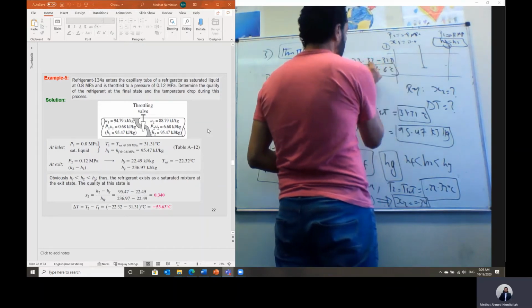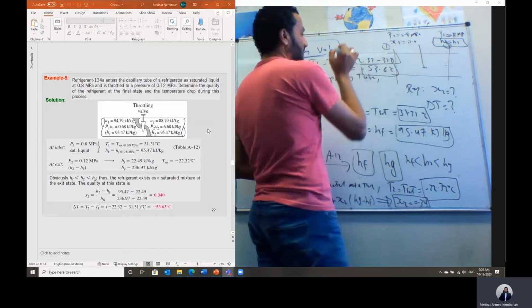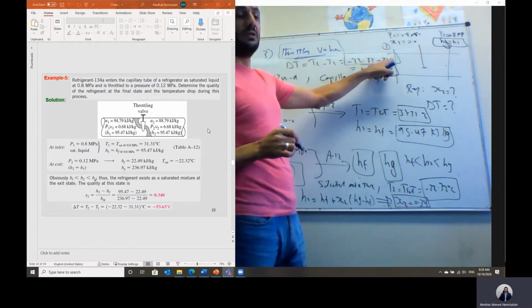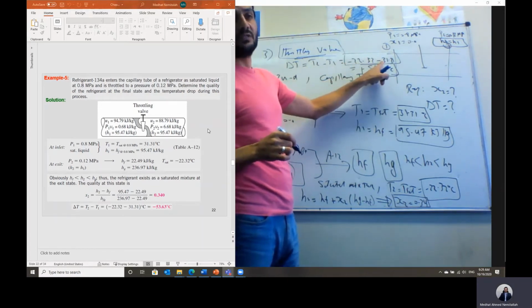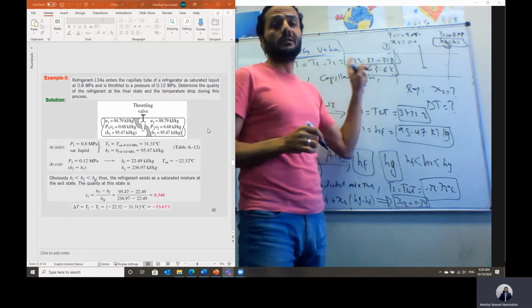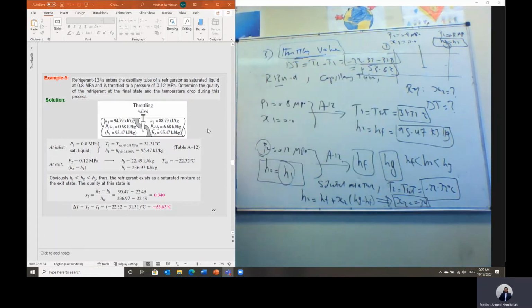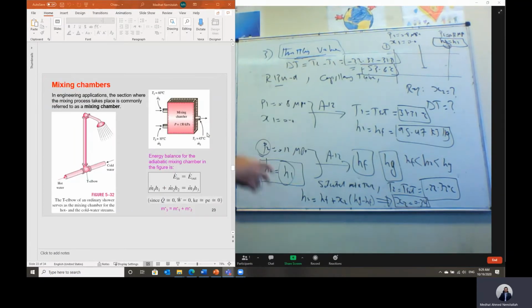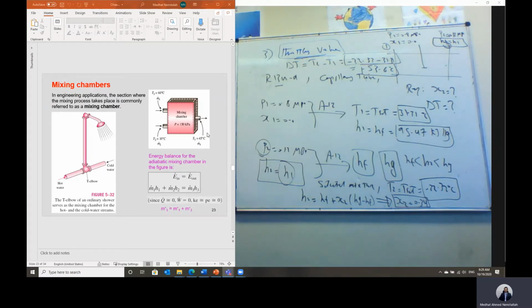So don't take the absolute value. T2 is negative minus T1, which is positive, so in this case it will be negative plus negative. So delta T will be negative, which is the total. You don't just take the difference of the absolute values. Okay. By this we are done with the throttling valve.